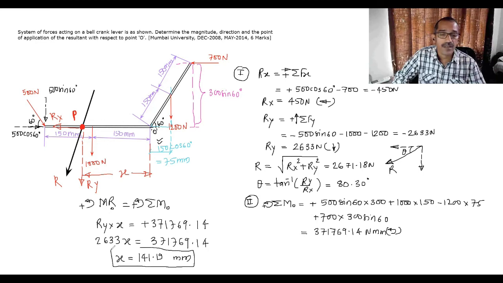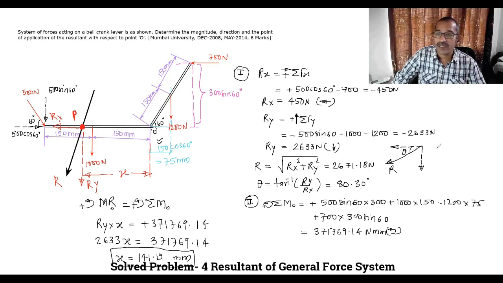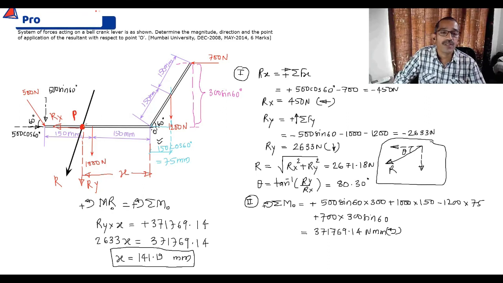So in the answer, what will we get? R, its magnitude, and angle theta. R is 2671.18, inclined at an angle of 80.13. This figure is very important, and you should always represent it. It passes through point P, which is on the left side of point O at a distance x equal to 141.19. Thank you.